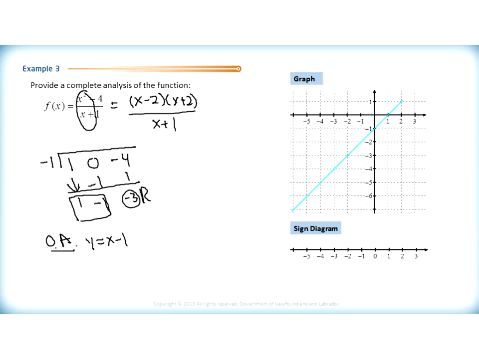Next thing, we're going to have x-intercepts, and we've got two of those here at +2 and -2. So our x-intercepts are at (2, 0) and (-2, 0). Okay, so there's one here, and there's one over there.